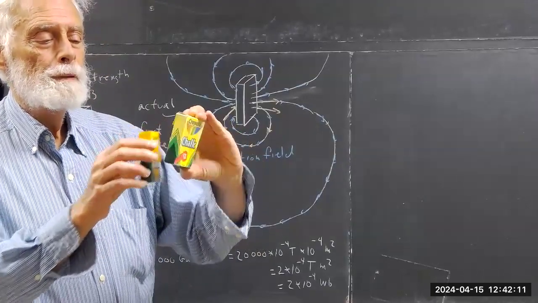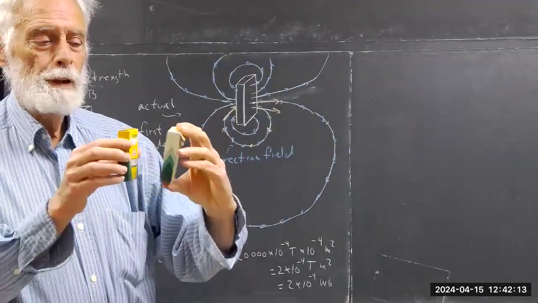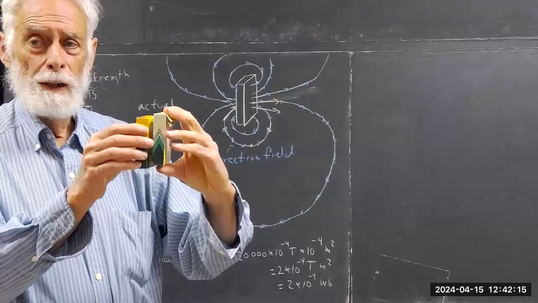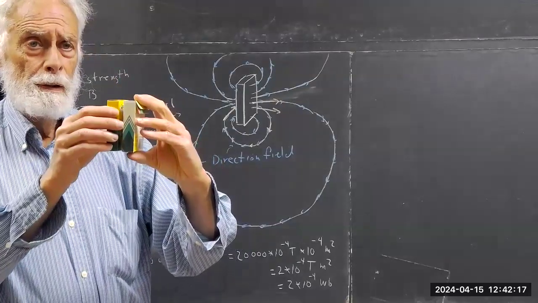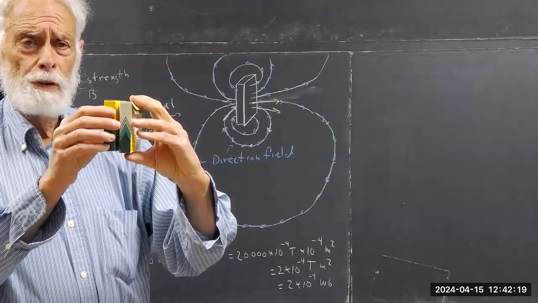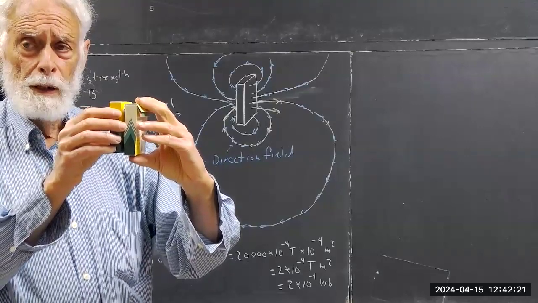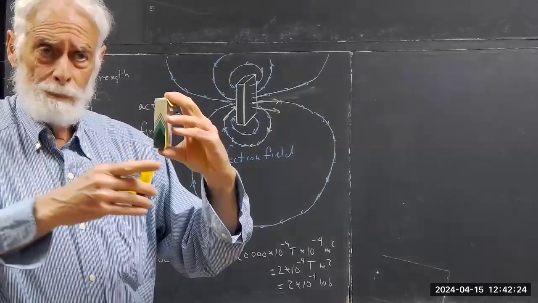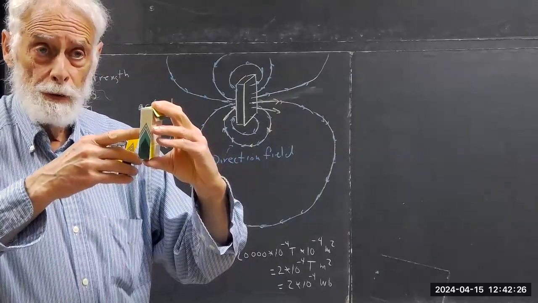So if this imaginary rectangle in space is right next to the magnet, then we're going to intercept most of the field lines. And we're going to intercept most of them at pretty close to perpendicular to this surface.